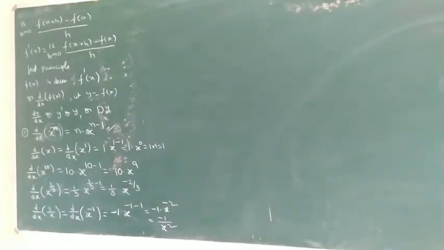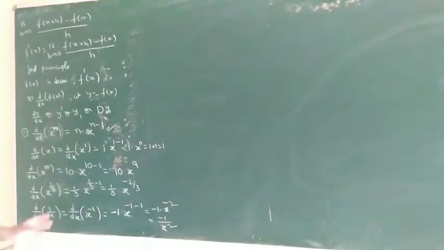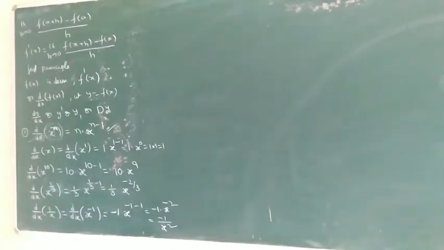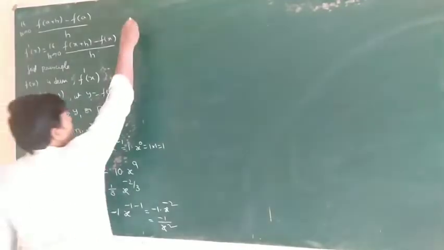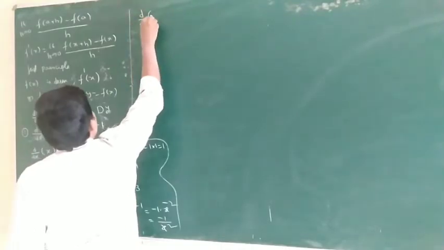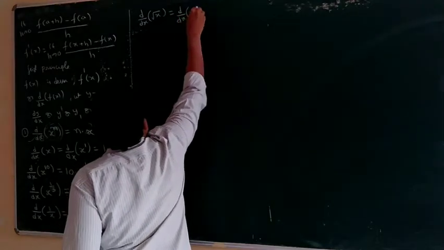Any algebraic expression in x, such as x power anything, root x, cube root of x, fifth root of x, any power of x, the procedure is by using the single fundamental formula x power n. Okay, clear? So this is x power anything. For example, d by dx of root x is nothing but d by dx of x power 1 by 2.